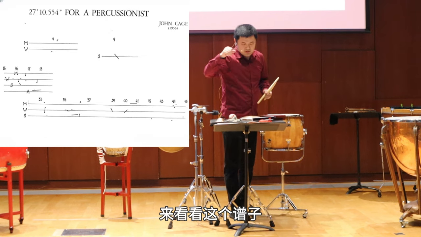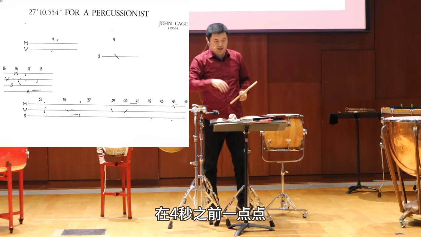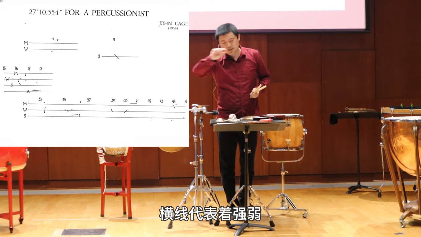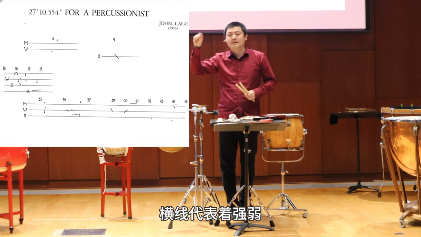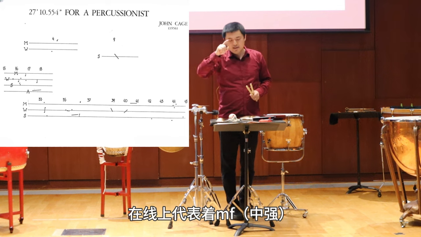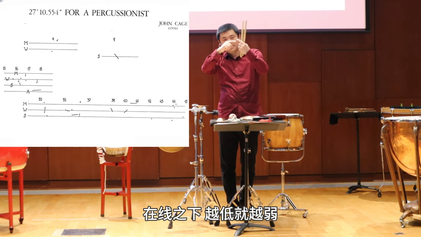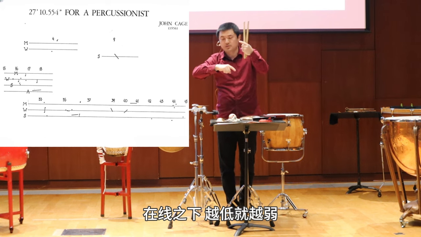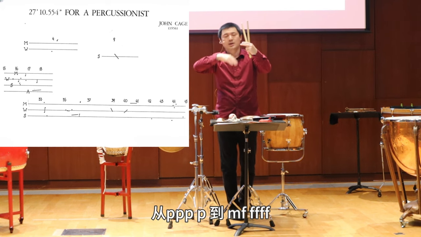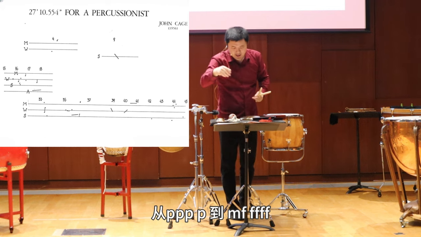So you can see the music right before the 4th second. The horizontal lines, they mean the dynamics. So they are mezzo forte. Anything above the lines, further from the lines, louder. And then below the lines, anything further below means softer. So from pianissimo, mezzo forte, and fortissimo, like that.